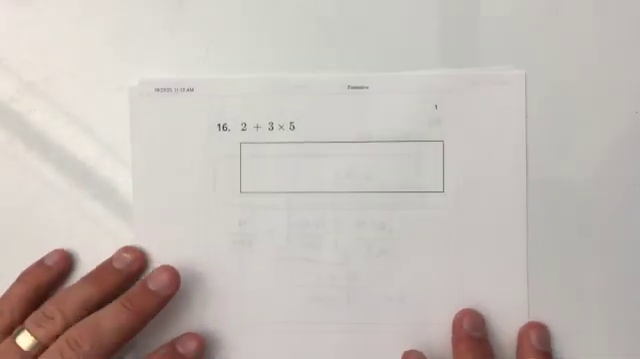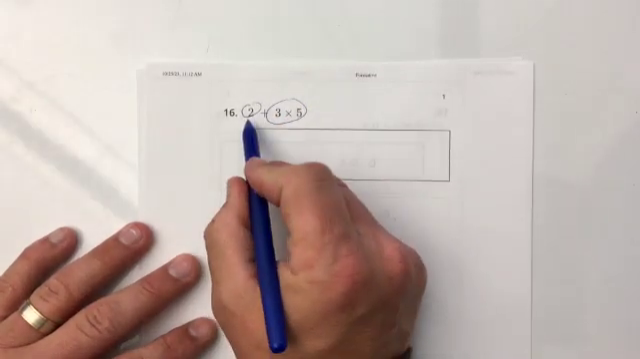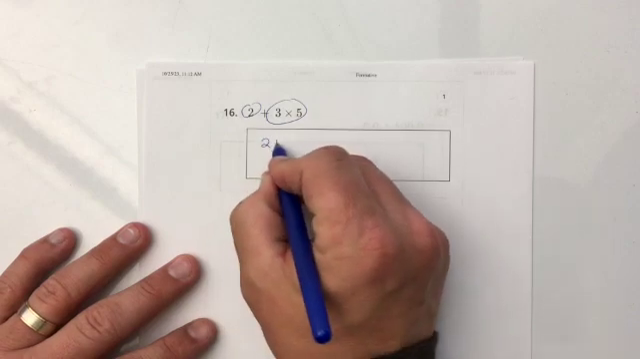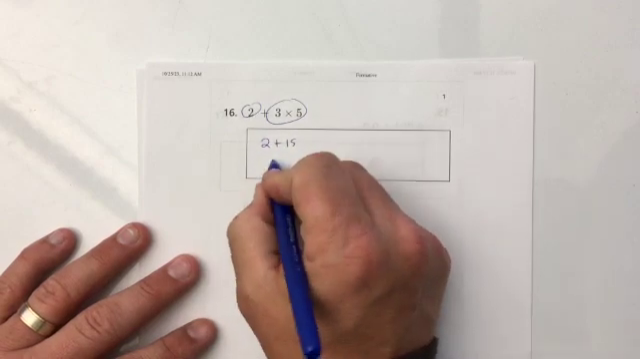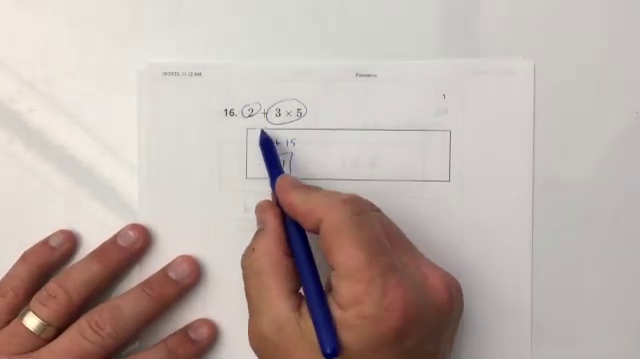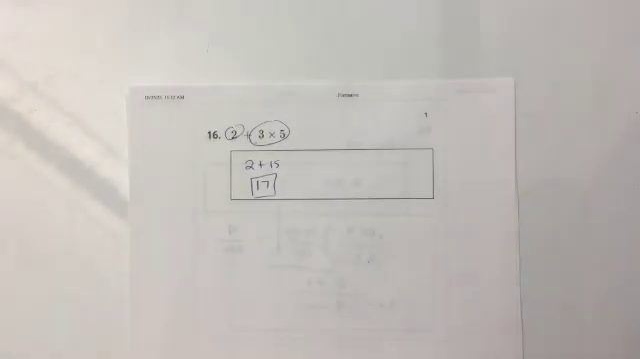Last standard, I can use the order of operations to simplify expressions. 2 plus 3 times 5. I'm going to do this as one term, and that's the first term. The terms are separated by addition, right? So I have 2 plus 15, go left to right, 17. Very common mistake to do 2 plus 3 first and then get 25. So make sure we're doing that.